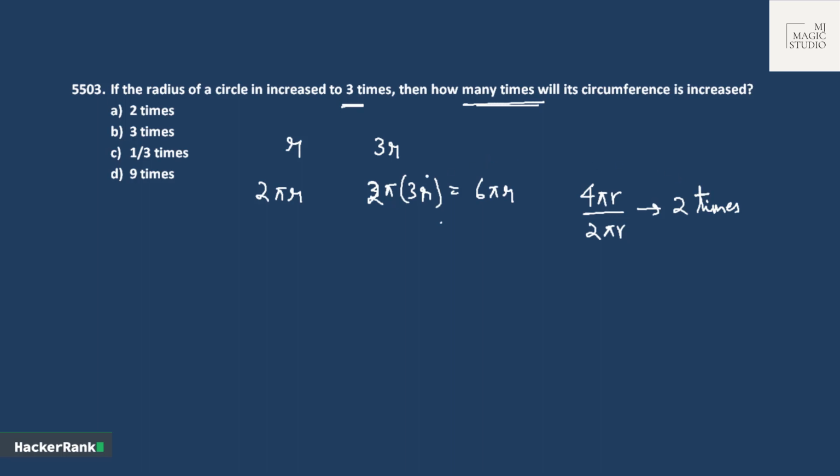Don't mark 3 times. 3 times is what it has become. It has increased by 4 pi r, which is 2 times the original. Option A should be the correct pick.